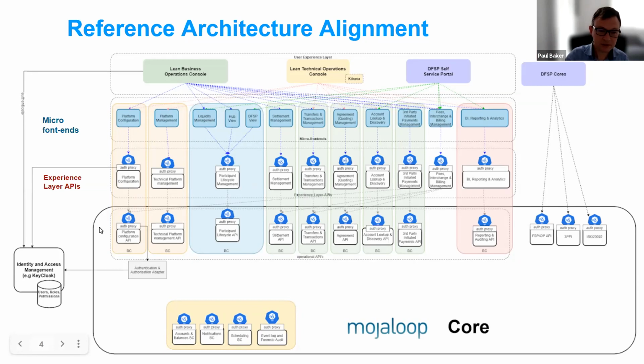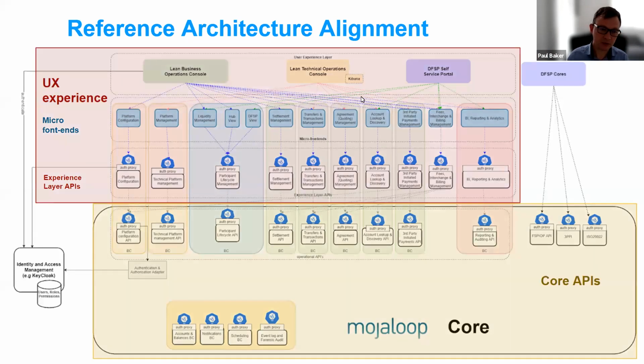Now, the reason why I put this diagram up is I would like to highlight this point, that the user experience, so the experience layers, the micro front ends and the portals themselves, are sitting above that line, which is separate to the bounded context sitting inside the merge loop core of the operational API. And that means that we don't have to build these in sequence, we can actually build these in parallel.